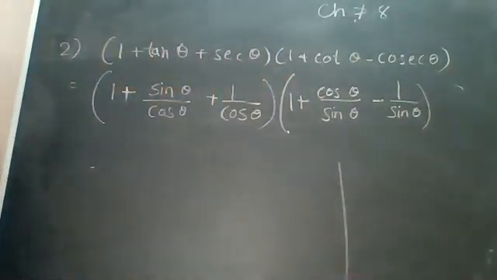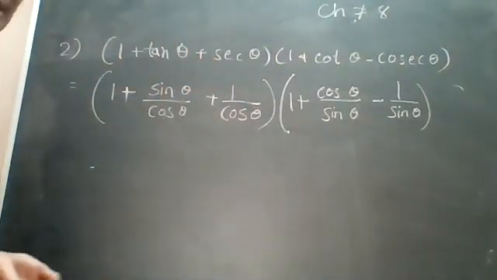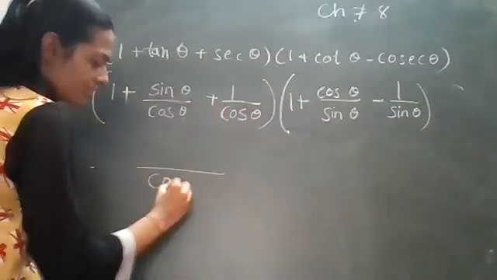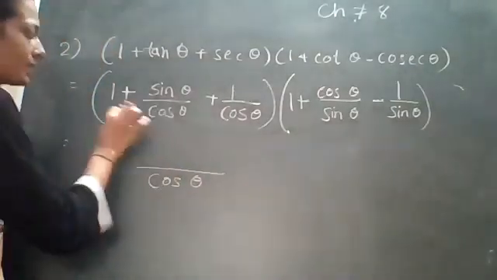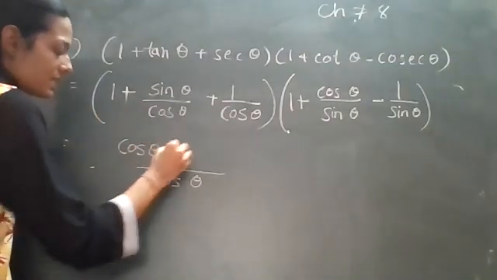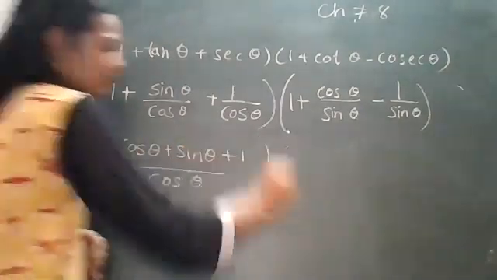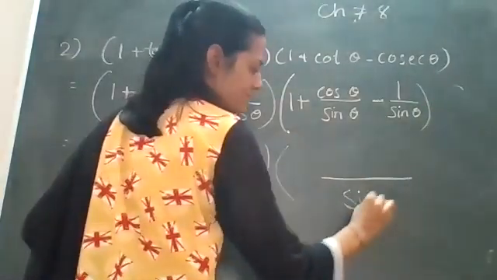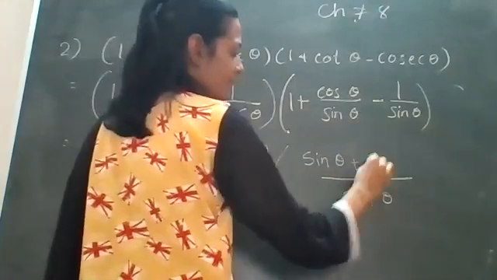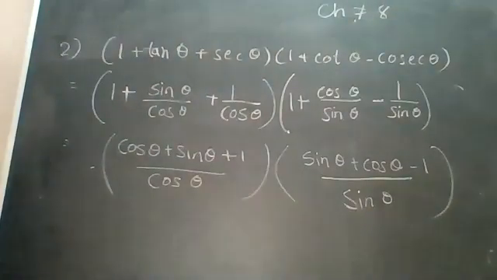Now, what can we do ahead? We need to take the LCM, right? If we take the LCM here, it is cos theta, so here we have to multiply with cos theta. It becomes cos theta plus sin theta plus 1. Into another bracket, sin theta will be your LCM, so it becomes sin theta plus cos theta minus 1. Are you getting this much?